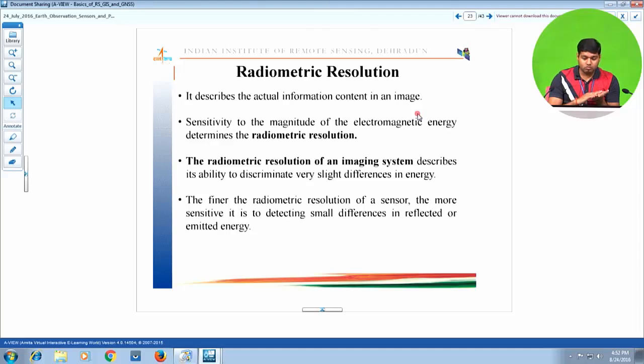Now suppose there are two similar kinds of features, meaning a very small difference in the energy we are receiving. Then we are not able to distinguish them if your radiometric resolution is lower. So what is the radiometric resolution of your imaging system? It's the ability to discriminate very slight differences or very small amounts of energy recorded by the sensor. So the finer the radiometric resolution of a sensor, the more sensitive it is to detecting smaller differences in reflected or emitted energy. I will show it with some images.